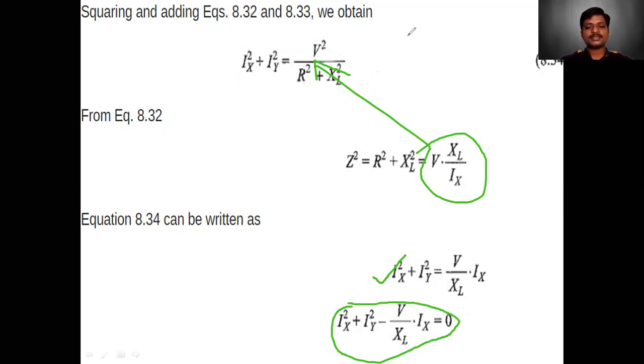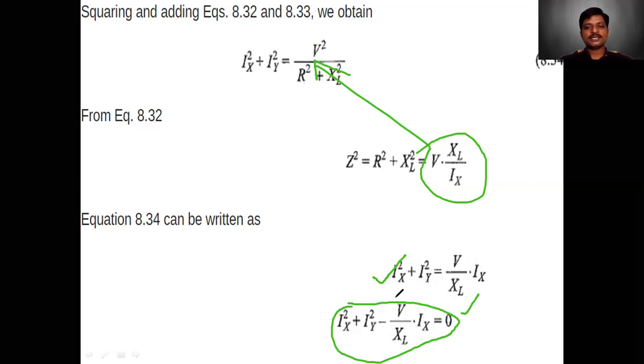Equation of a circle means x square plus y square minus or plus 2gx plus 2fy plus c is equal to 0. So that is the general form of a circle: x square plus y square plus 2gx plus 2fy plus c is equal to 0.